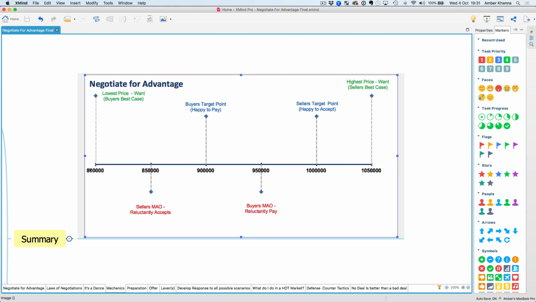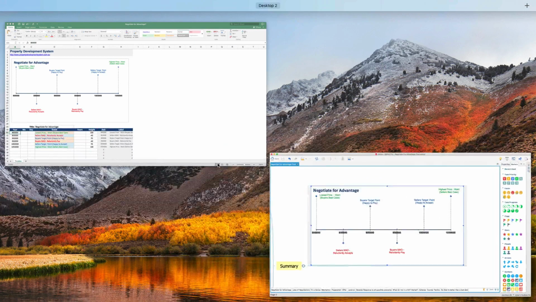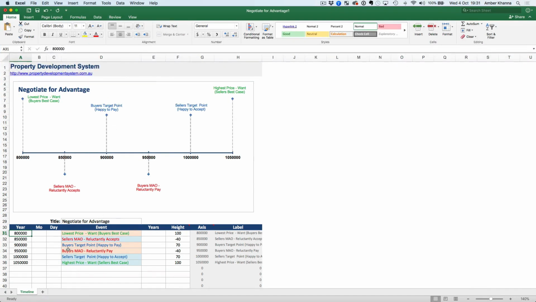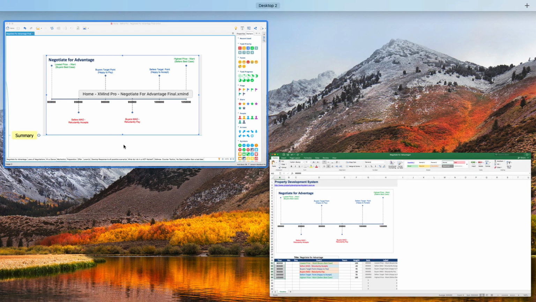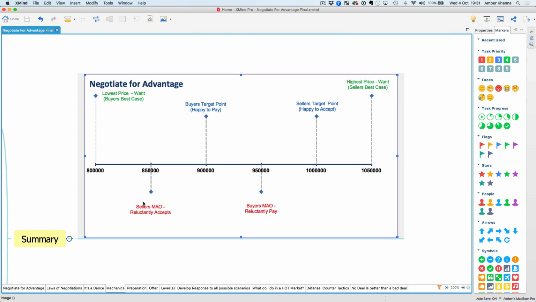So you can come in here and map a range in this Excel spreadsheet, and you can start with the lowest price that you want and the highest price that the seller wants. Now, in between all of that, there is a seller's minimum acceptable offer that they reluctantly accept. That's also there. So now they are here, but they also have a minimum acceptable offer at the back.